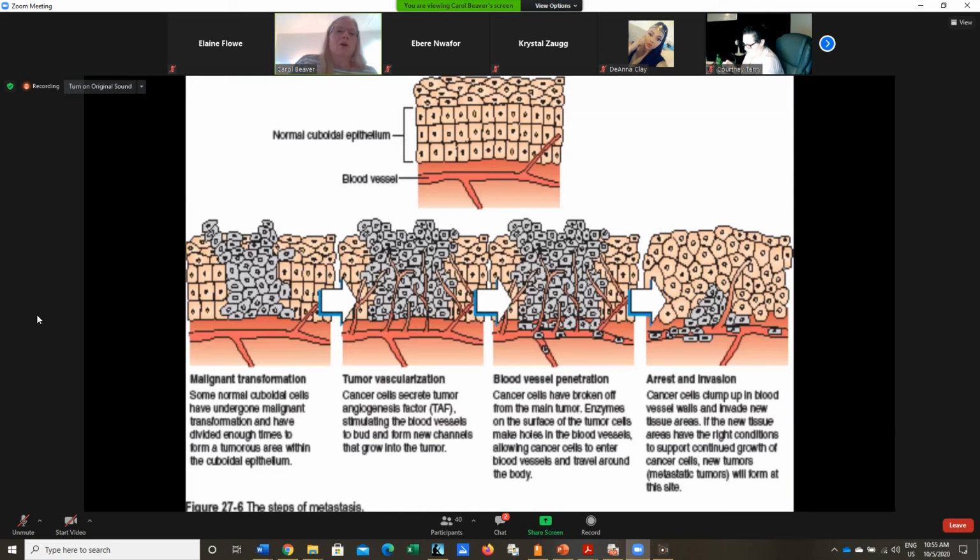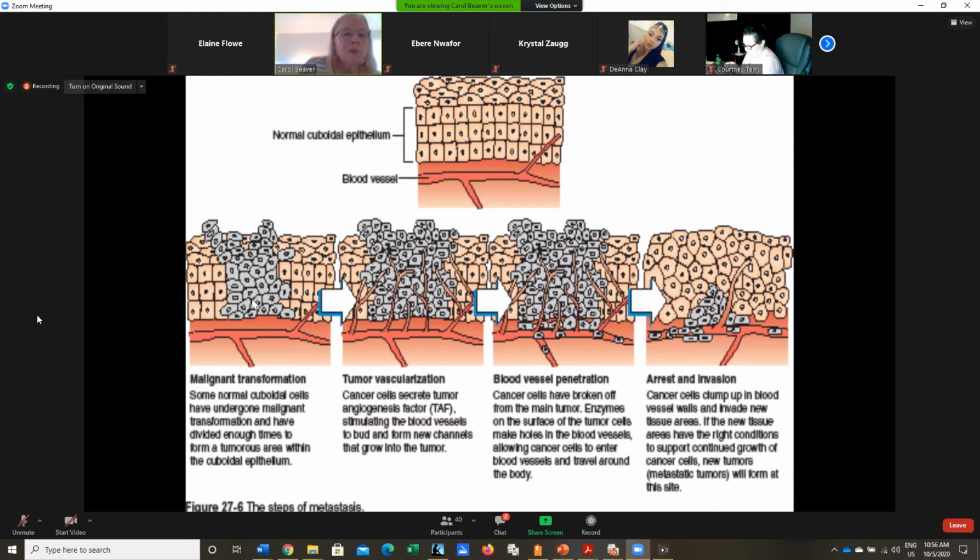All right, and here's another one. I know this one's sort of the same thing, but here's a blood vessel, and here's normal cuboidal epithelium, and then up here these are abnormal. I guess I can't, it's not going. Oh well. Anyway, it's not going to let me see the very top of it.